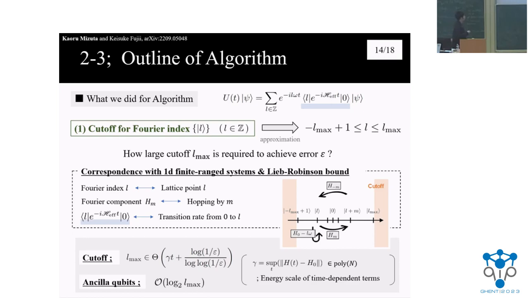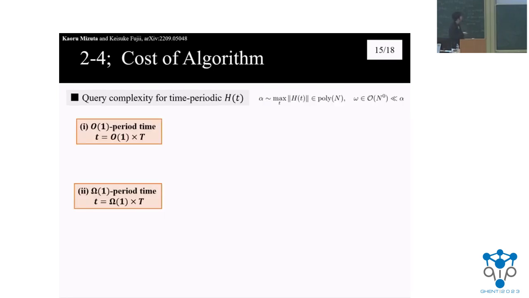Actually, this form of cutoff appears as an additional term of query complexity, and it also determines the number of ancillary qubits by its logarithm. So we summarize our result, our cost for the algorithms.